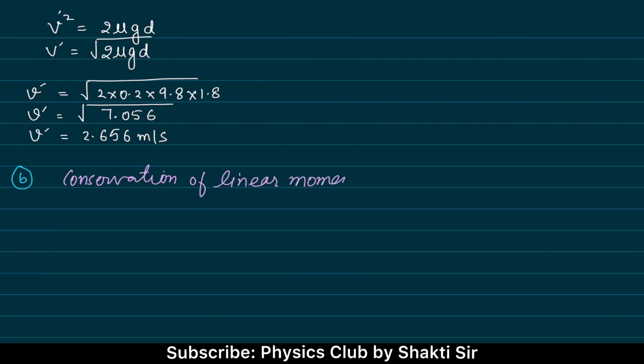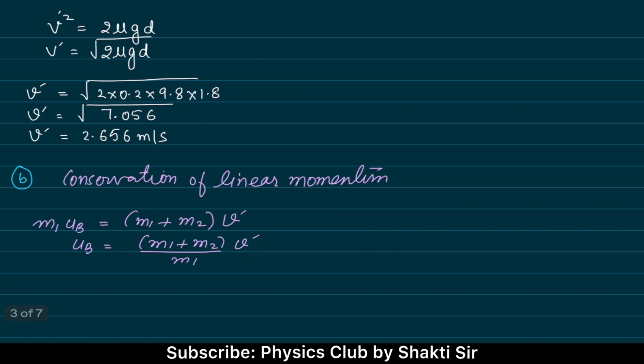By the help of conservation of linear momentum, we can write the mass of the bullet times the initial speed of the bullet equals the mass of the bullet plus the mass of the block times the final velocity of this combined system. Here we can calculate u by dividing the right side by the mass of the bullet, and we know the v dash value. Let's put in the values. Once you put in the values, you will get the answer.